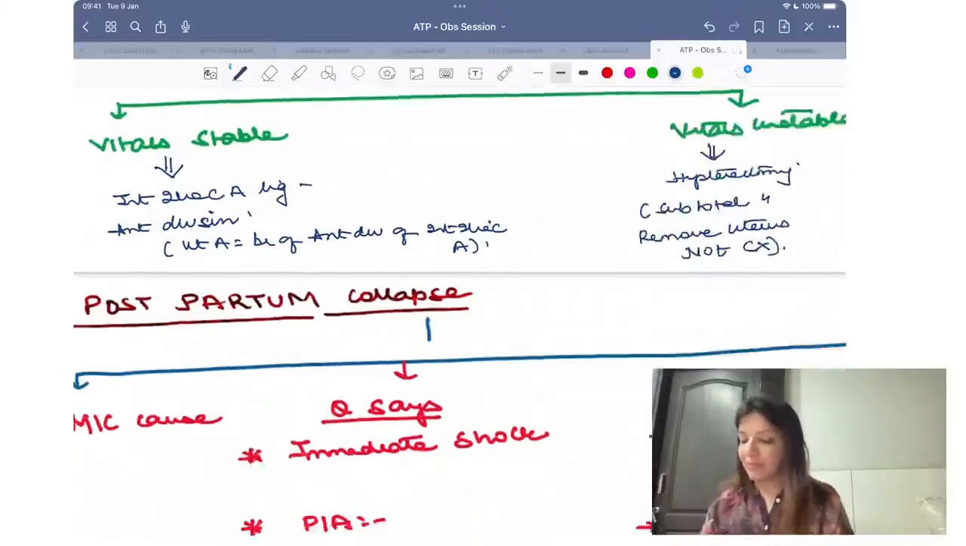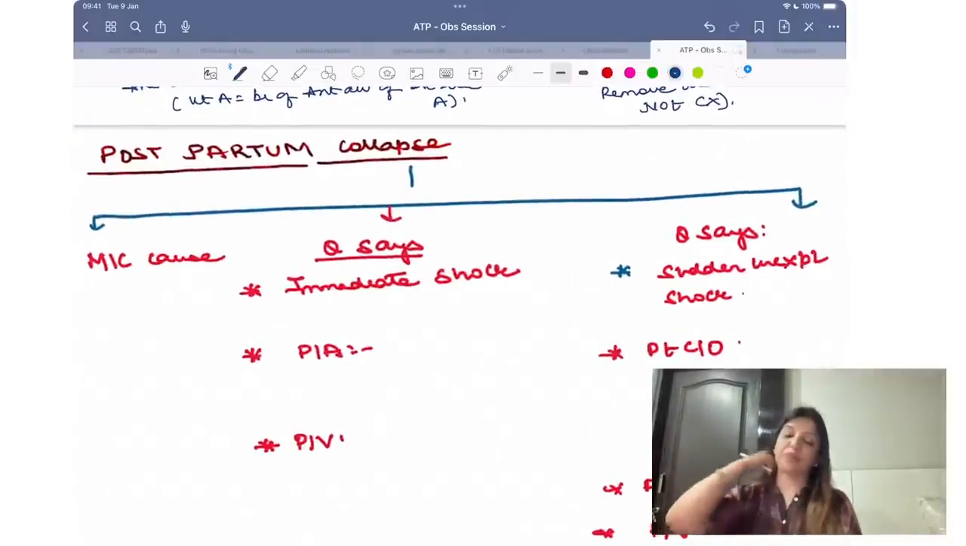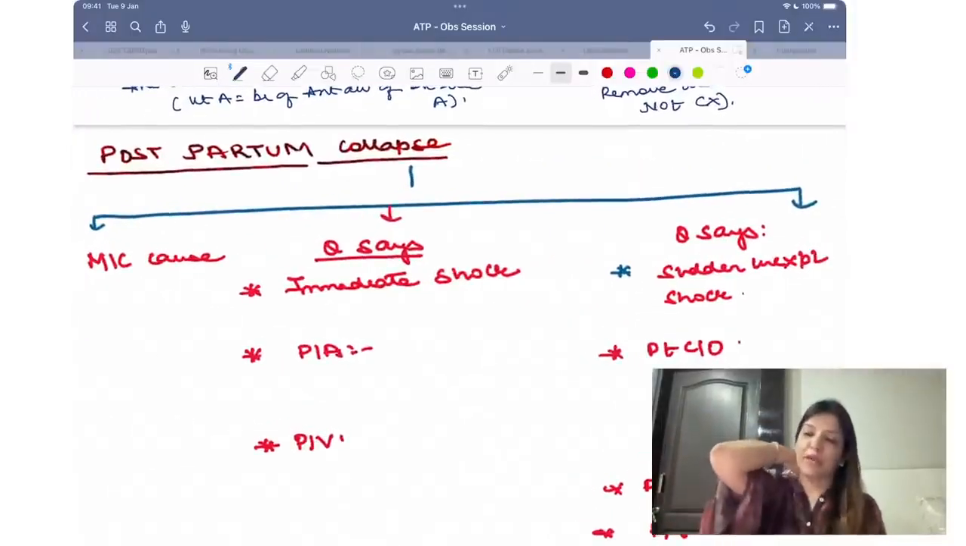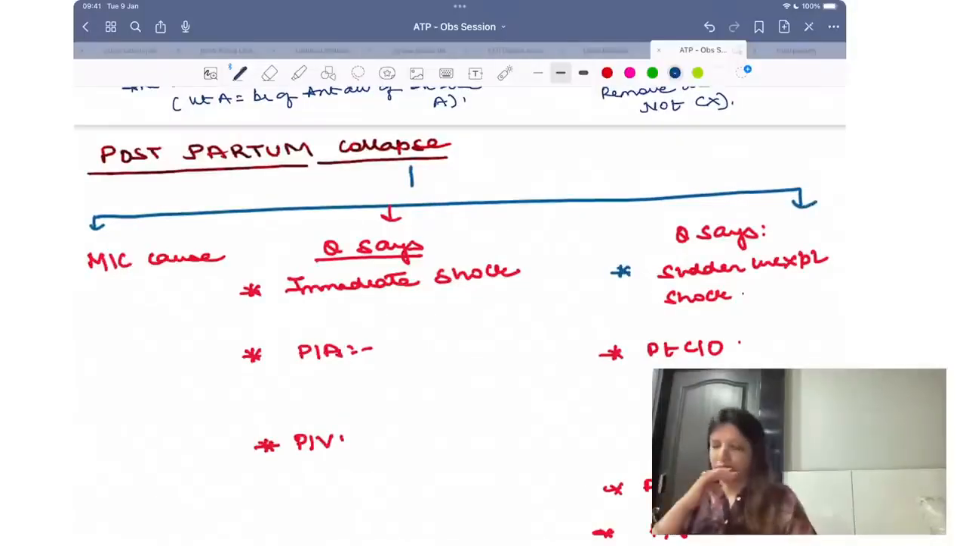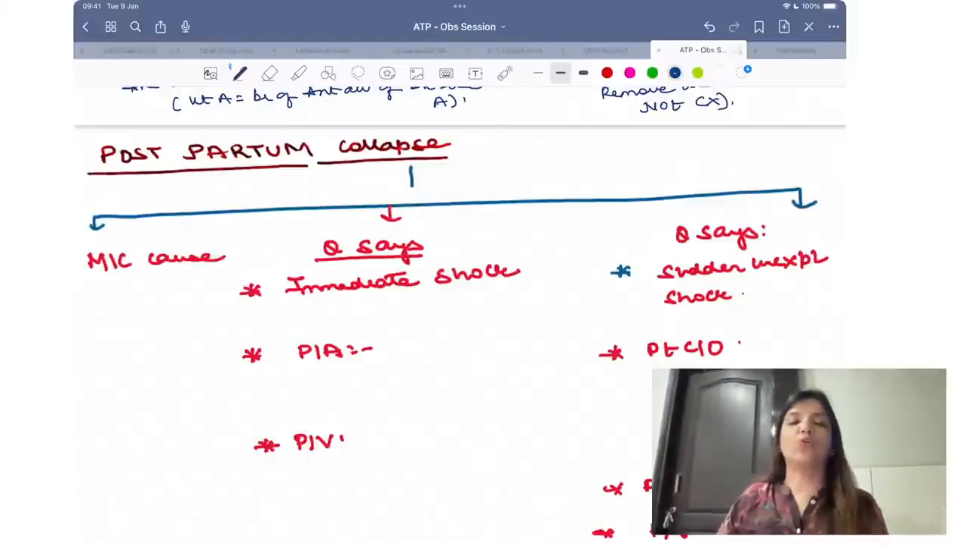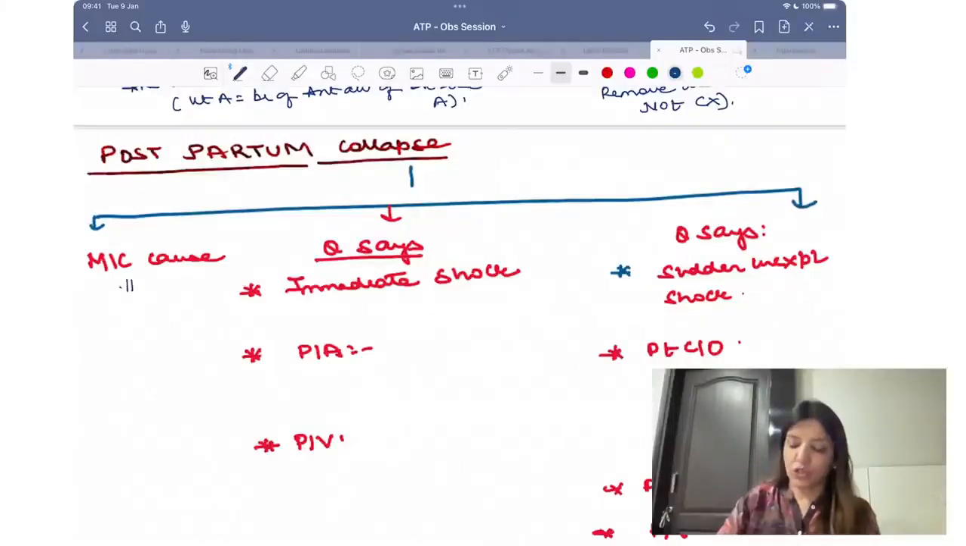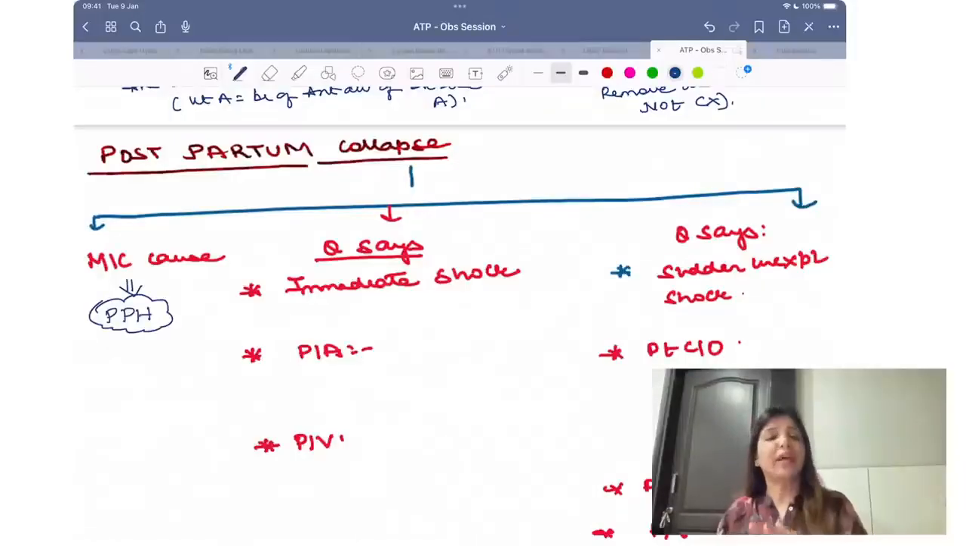Okay. Next important question which they ask you is on postpartum collapse. Now, on postpartum collapse they have started asking questions recently, and many questions are being asked, whether you are a NEET PG aspirant or an FMGE aspirant. If they ask you what is the most common cause of postpartum collapse, the most common cause is PPH. Right? Everything about PPH I have told you.